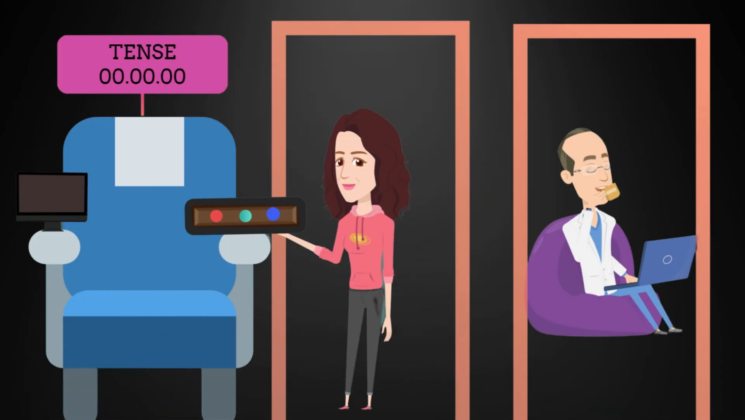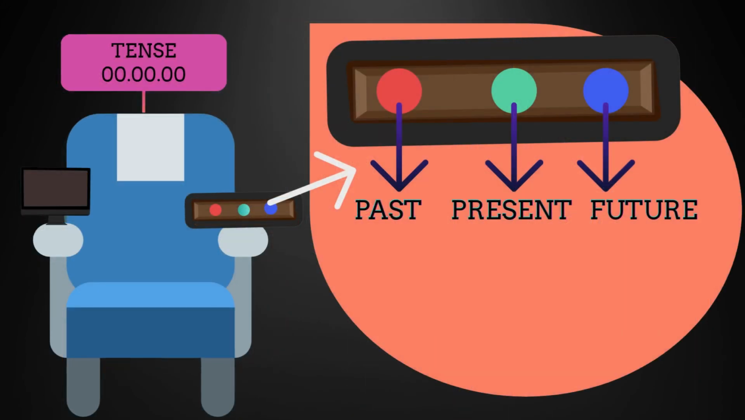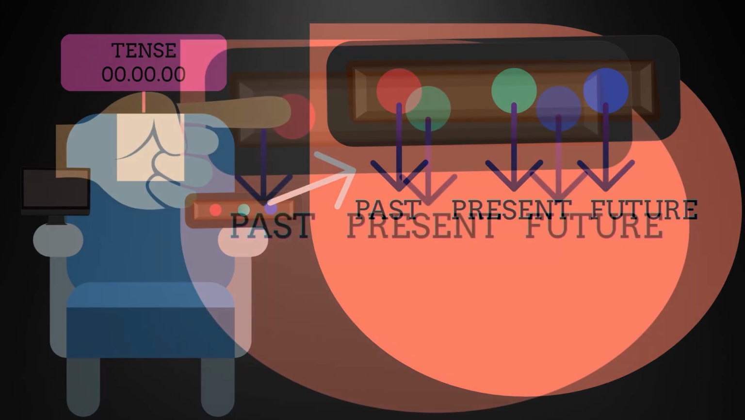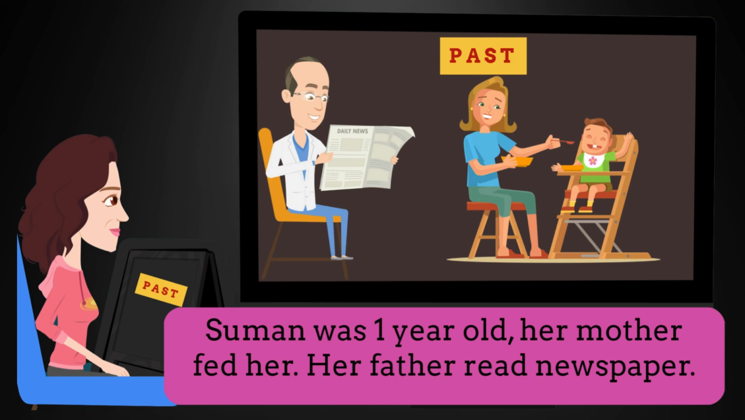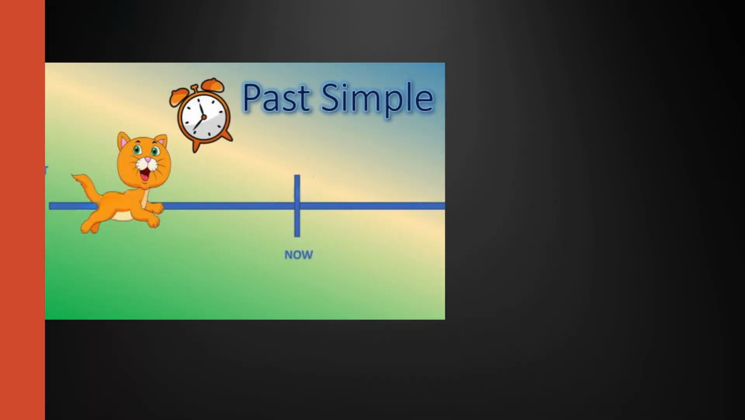Imagine this. Suman is sitting on a magical chair, but not just any chair. This one has 3 special buttons. Curious, she presses the first button labeled past, and in an instant, she's whisked away to see herself as a 1-year-old child. A little giggle here, a little stumble there, but that's the past.